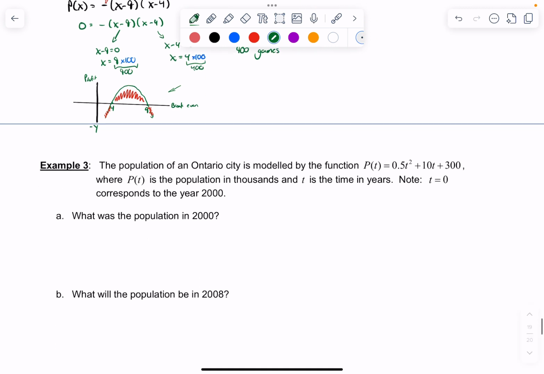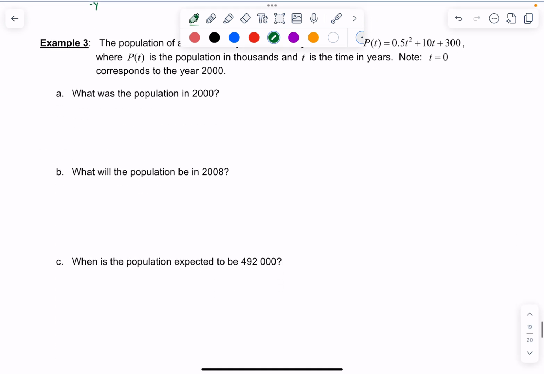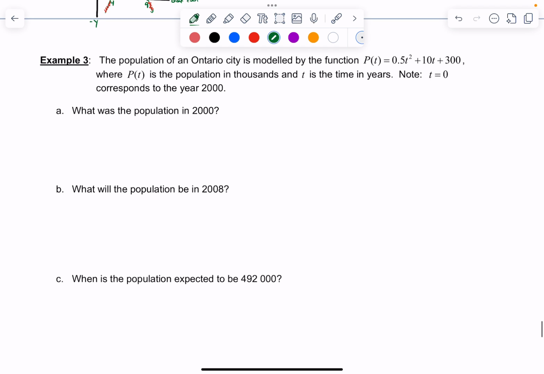Last example. Example 3. Population type of question. The population of an Ontario city is modeled by P of T, where P of T is the population in thousands and T is the time in years. Note T equals 0 corresponds to year 2000. Okay, so let's talk about this because this is something we've never seen before. T equals 0 is year 2000.